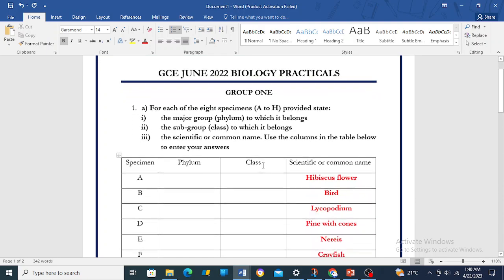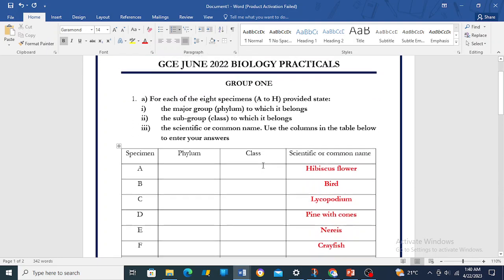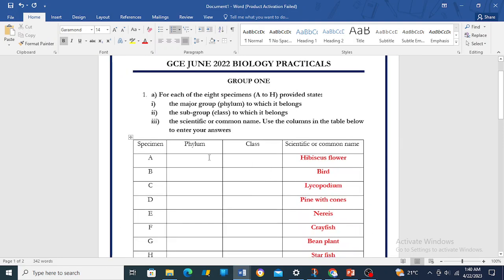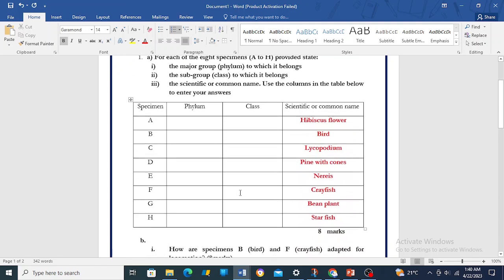So for Group 1, these are the specimens that the students had to identify, okay? Generally you have 4 questions, and this is the first question. The first question says, for each of the 8 specimens A to H provided, state (1) the major group, that's a phylum to which it belongs, (2) the subgroup, that's a class to which it belongs, and (3) the scientific or the common name. You use the columns in the table below to enter your answers.